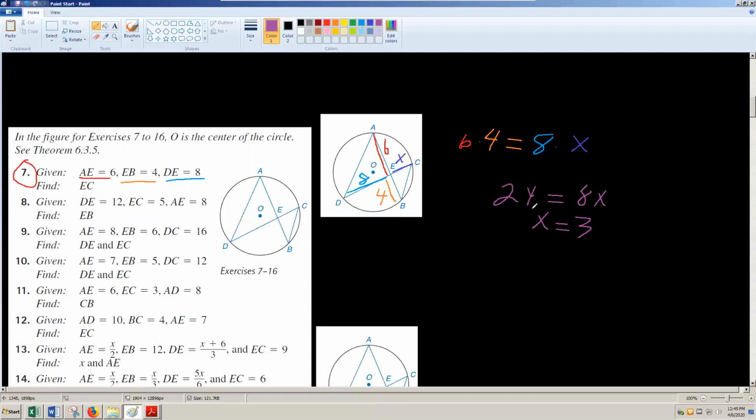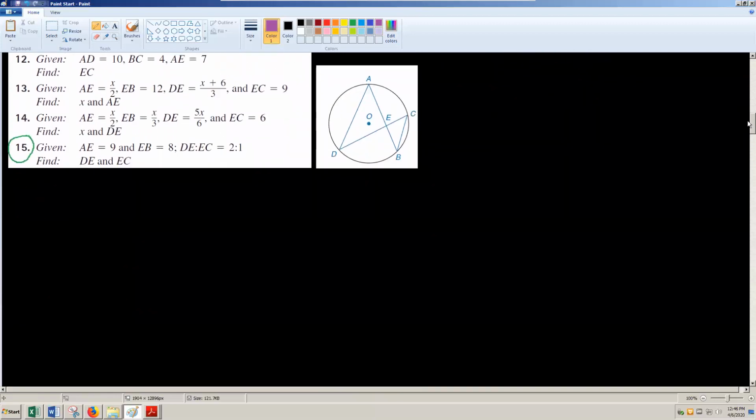Perfect. So the same relationship is going to hold for 15 here. It's just that we're maybe given the information presented slightly differently. I think this is slightly more interesting the way it presents it, saying a ratio between these things, because really it's just going to force us to have an X and a 2X value. So let's look at this one here. Looking at 15, we have AE, which is 9. I have EB, which is 8.